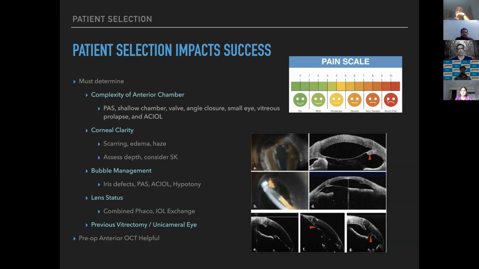Lens status: avoid combined cases in the beginning, and previous vitrectomies or unicameral eyes are much more difficult to maintain a bubble in, or the anterior chamber may collapse. I also recommend a preoperative anterior OCT if you don't have a good idea about what the anterior segment looks like, because it can shed light on the complexity of the AC.